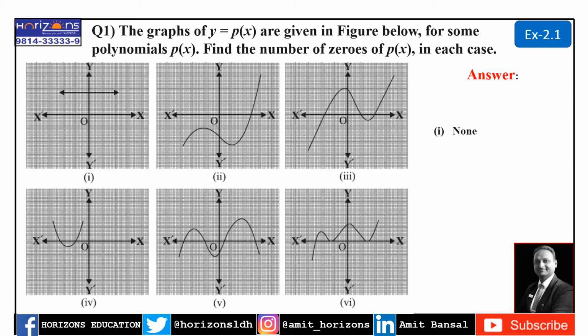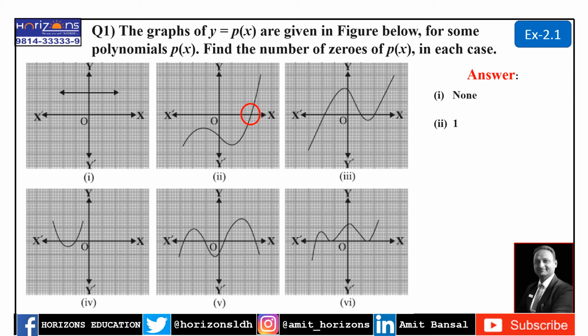So in first figure, you can see that the line that you have drawn for the graph is parallel to x-axis. And since it is parallel to x-axis, friends, it is never going to intersect the x-axis. And therefore this figure or this polynomial can have no zero. So that is why the answer is none. In second figure, the point at which this graph intersects the x-axis is this. There is no other point where this graph intersects the x-axis, and that is why this graph has 1 0.